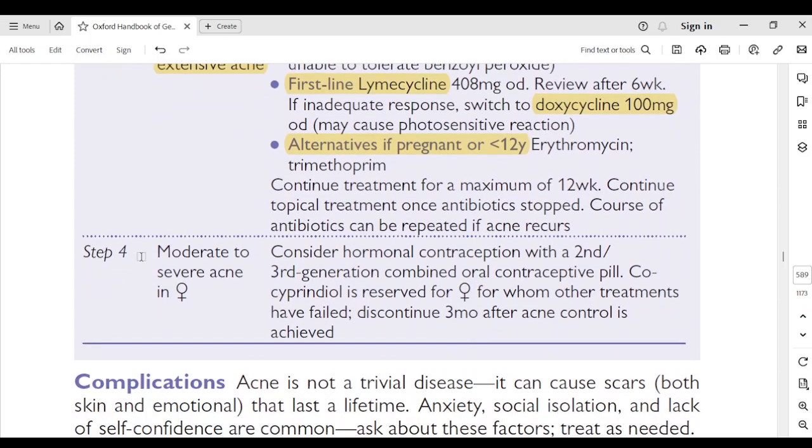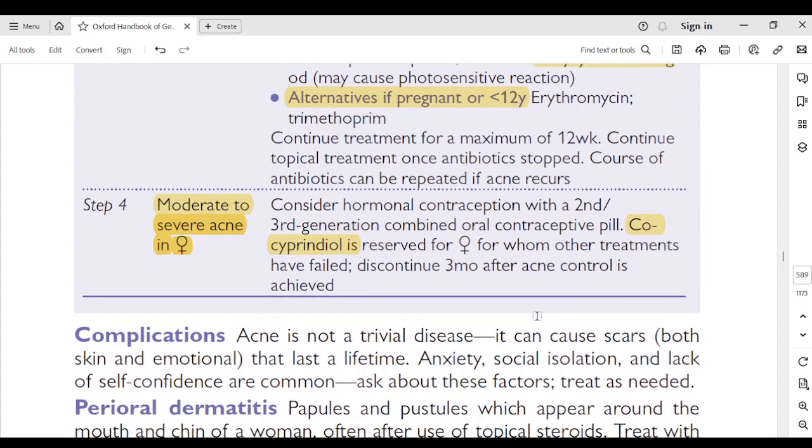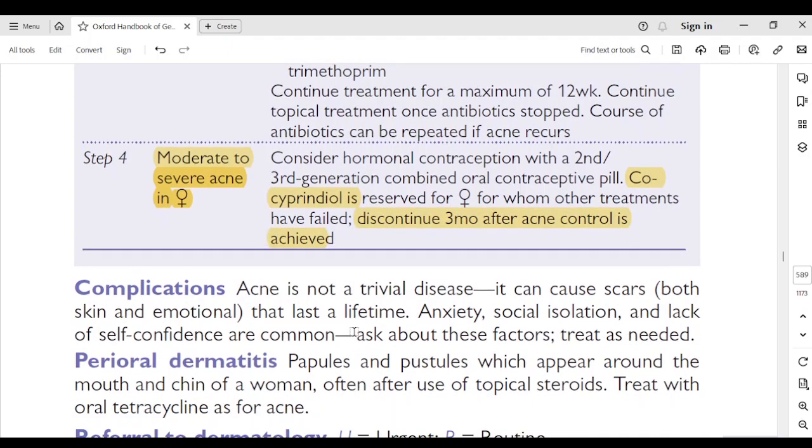Step 4. Moderate to severe acne. This is in females. Consider hormonal contraception with a second or third generation combined oral contraceptive pill. Cyproterone acetate has an anti-androgenic effect and is reserved for females in whom other treatments have failed. Discontinue 3 months after acne control is achieved.